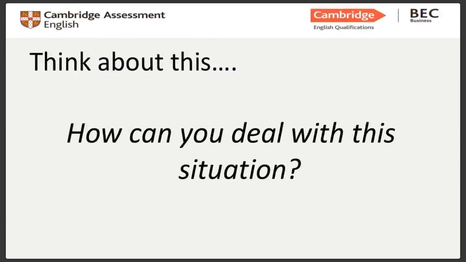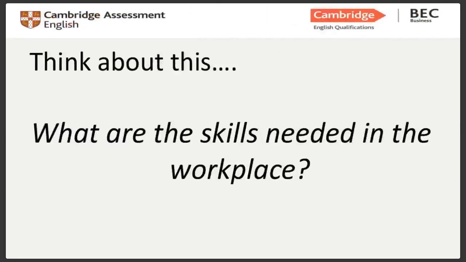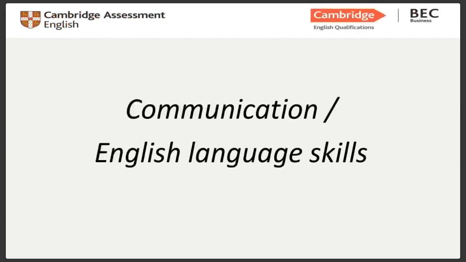You can then proceed to elicit responses to the question, how can you deal with this situation? You can keep eliciting until the audience provides an answer similar to, in other words, equip ourselves with skills needed. Remember to highlight that apart from their education or degree, skills are also very important. Ask participants what kind of skills they feel are needed at the workplace. Once again, you can elicit responses until you get the response English language skills. Emphasize that among other skills, communication skills are also very important.